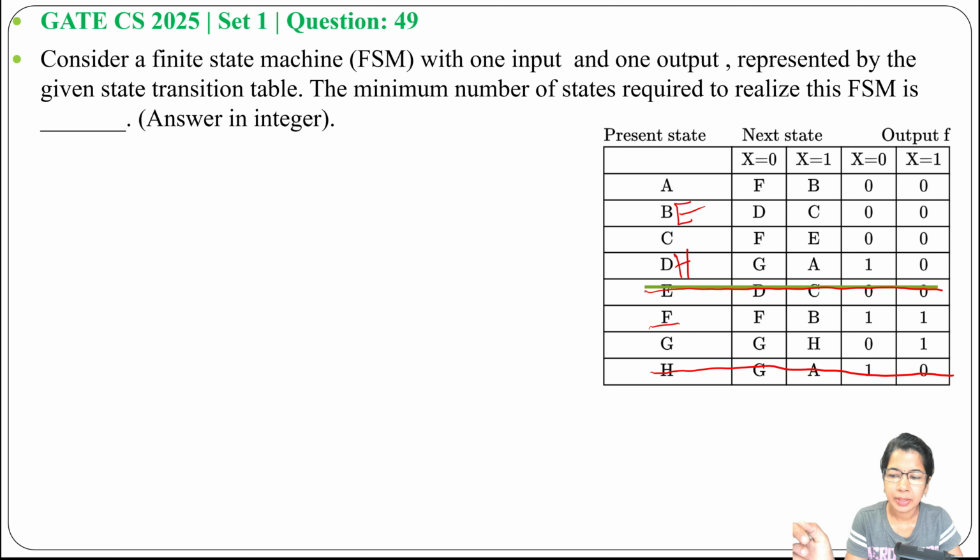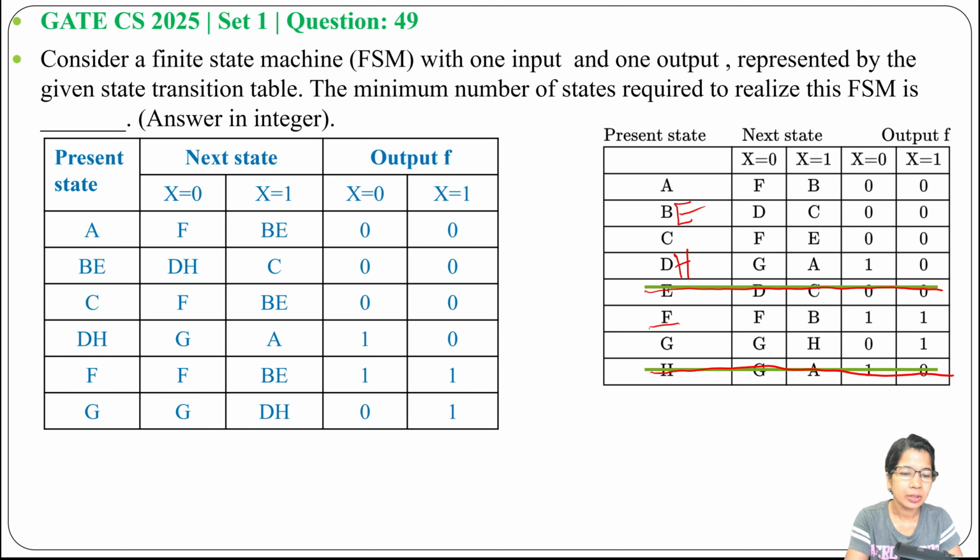After removal of these two duplicate states, we got this table. So we merge E with B and H with D. Wherever there is B or E, we just replace with BE. And wherever there is D and H, we replace with DH. Now we'll compare this new table. Is there any duplicate state?